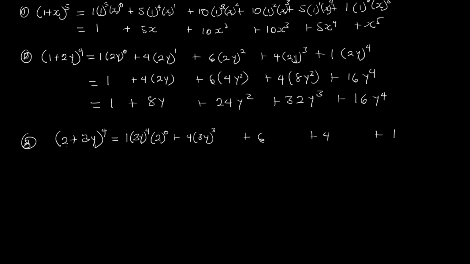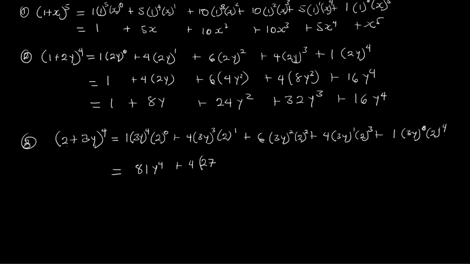3y raised to the power 3, 2 to the 1, and 3y raised to the power 2, 2 raised to the power 2. 3y raised to the power 1, 2 raised to the power 3, plus 3y to the power 0, 2 raised to the power 4. This now gives us 81y to the 4 plus 4 times 27y cubed times 2 plus 6 into 9y squared times 4 plus 4 times 3y and 8 plus 16.